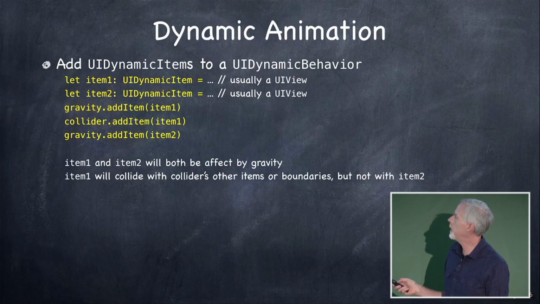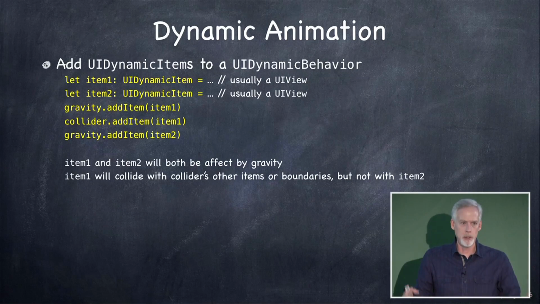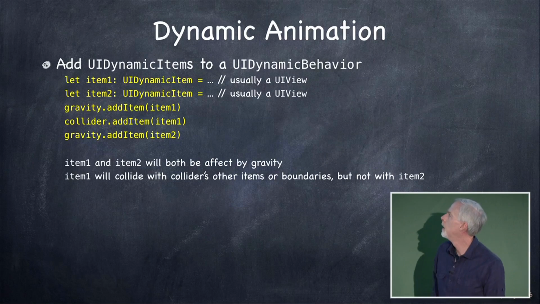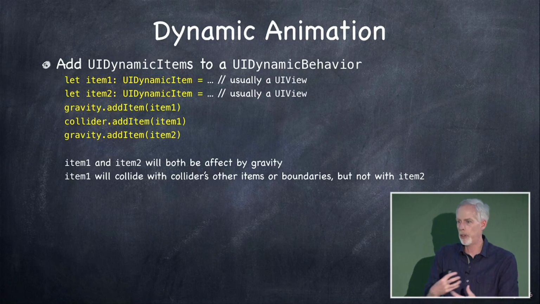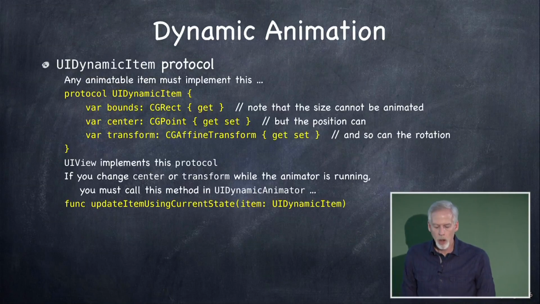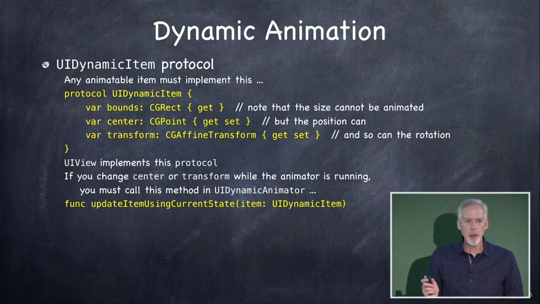Okay? Now, if I said collider add item 2, then they would smash into each other and bounce off. Okay? So which behaviors you add which items to really determines how they're going to interact. All right, so UI dynamic item. I keep mentioning this. What is this?